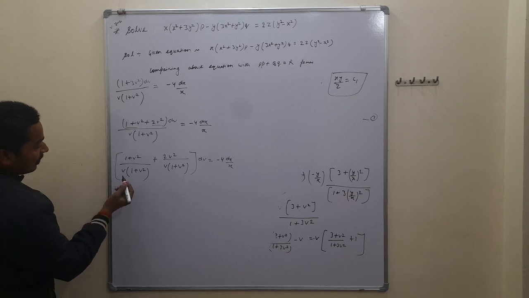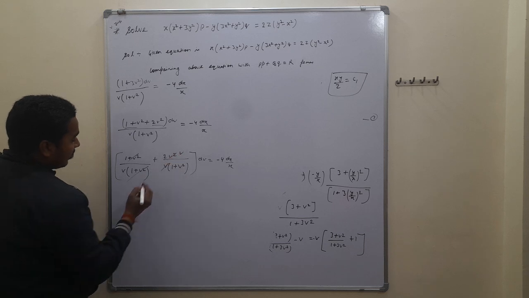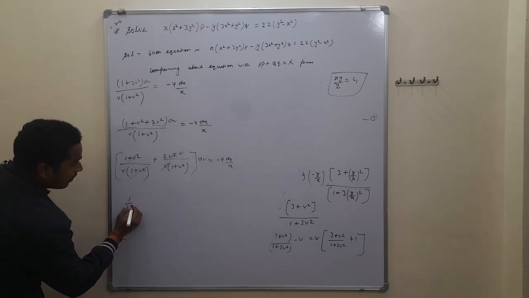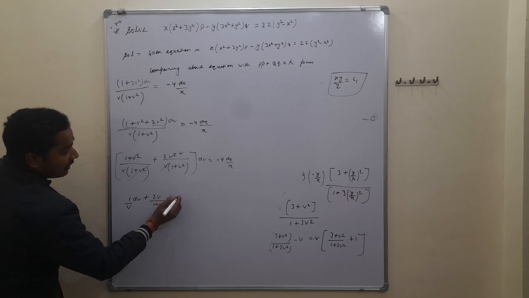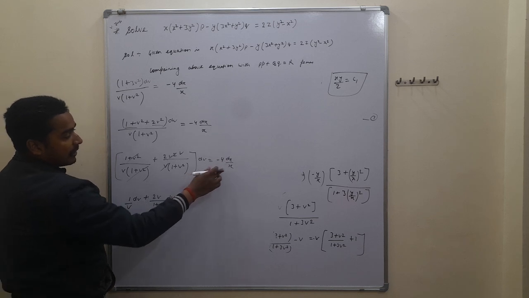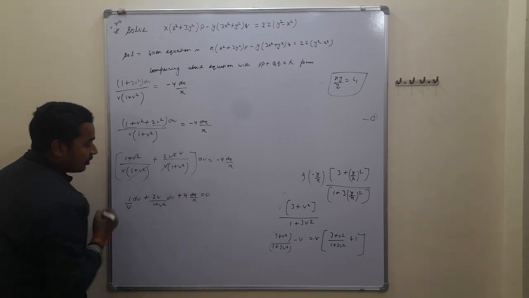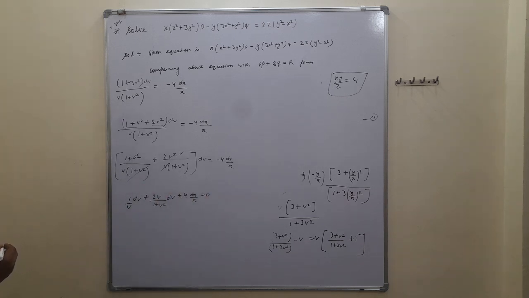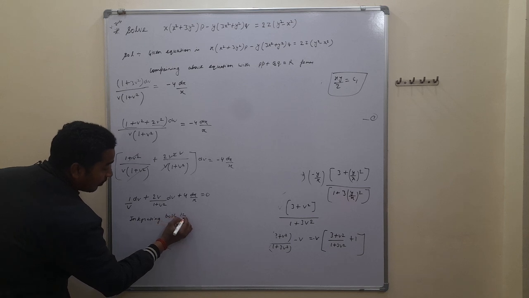We can also write here 1 plus v square to 1 plus v square is cancelled out, and from here v to v is cancelled out, remaining is v. So from here this is 1 upon v dv, plus 2v upon 1 plus v square into dv, and minus 4 dx upon x is taken to the left hand side, this is plus 4 dx upon x is equal to 0, and we have to integrate both the sides.